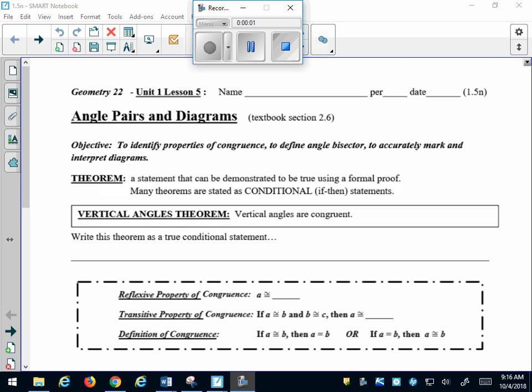Angle pairs and diagrams. We learned about vertical angles. Remember what vertical angles are? We learned about linear pairs. We learned about the angle addition postulate, which would be adjacent angles, right? And complementary angles, that's an angle pair. They add up to 90, right? Supplementary angles, that's an angle pair. But we are going to be talking about them in some new relationships here, okay?